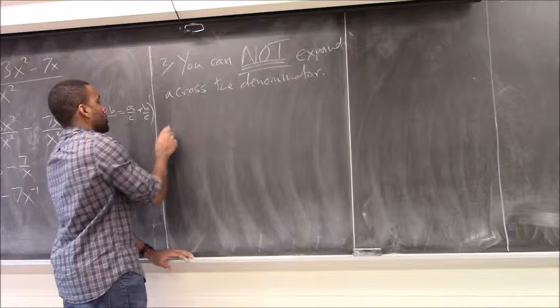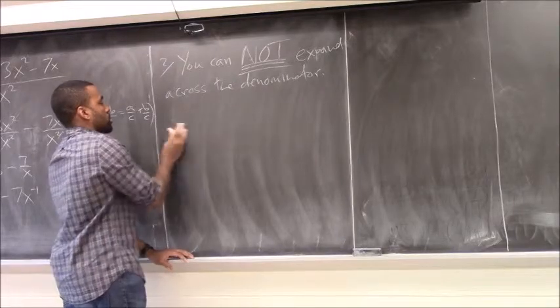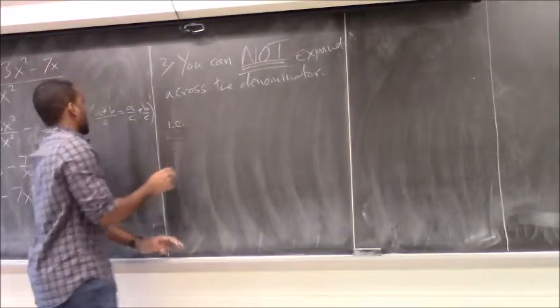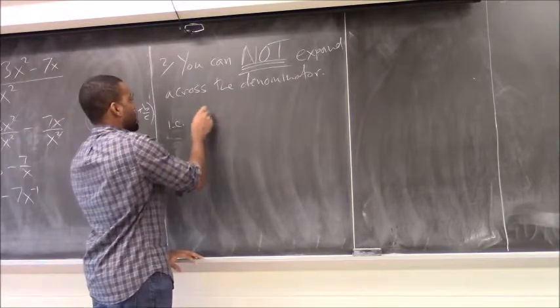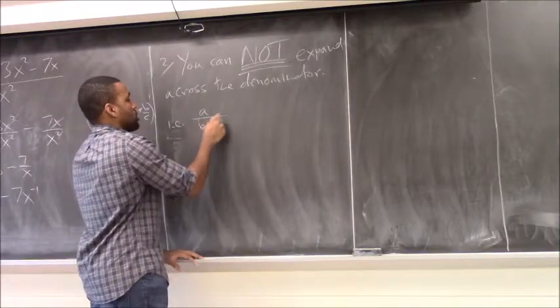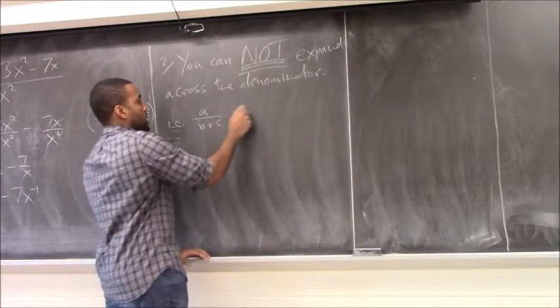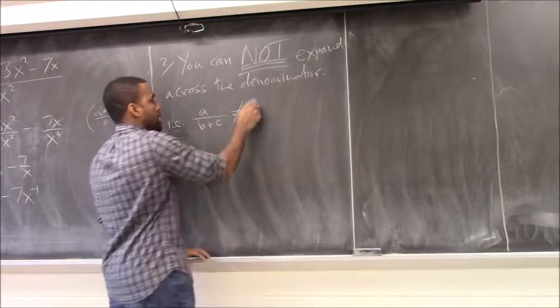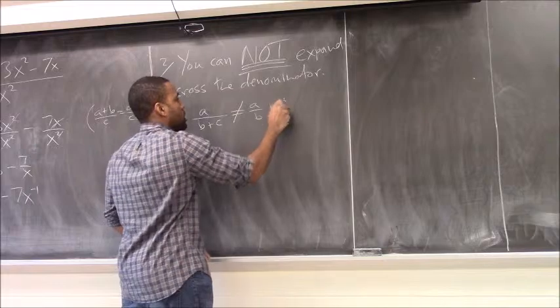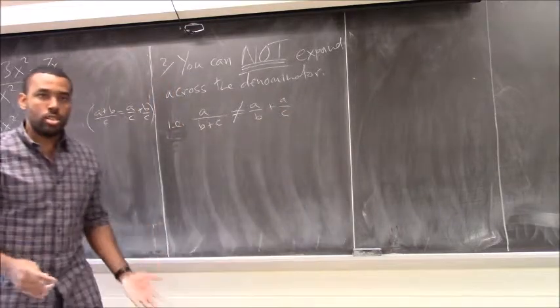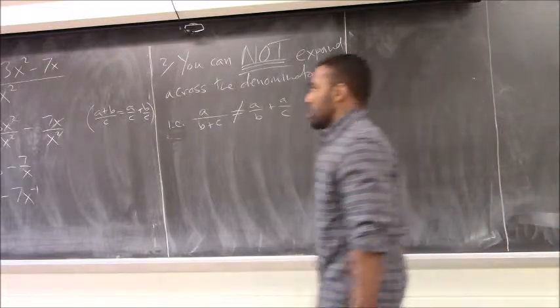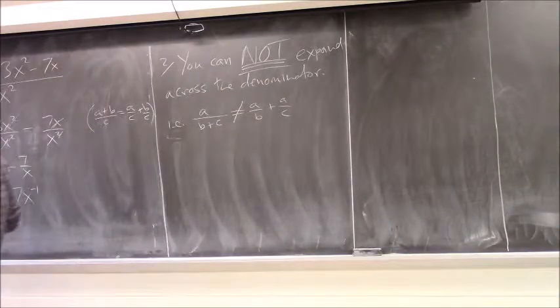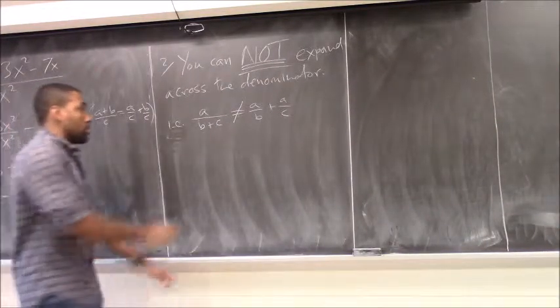So for example, basically what I'm saying is this rule does not work in the reverse. So if I have something like a over two terms, I cannot say that's A over B plus A over C. It would be incorrect to do that. It does not make any algebraic sense. So I can expand along a numerator, I cannot expand along a denominator.